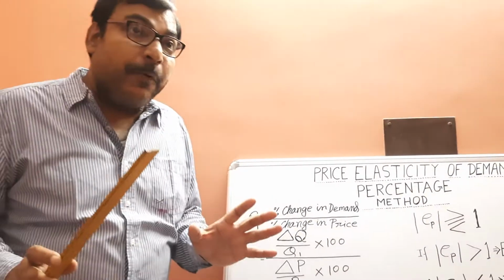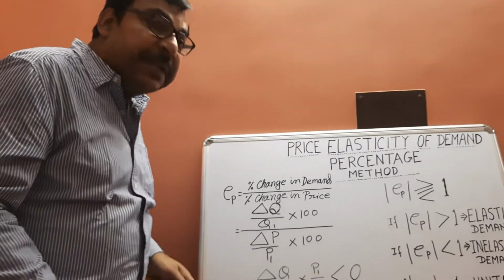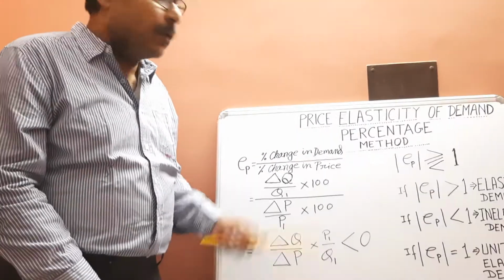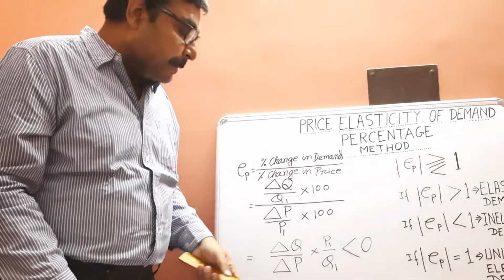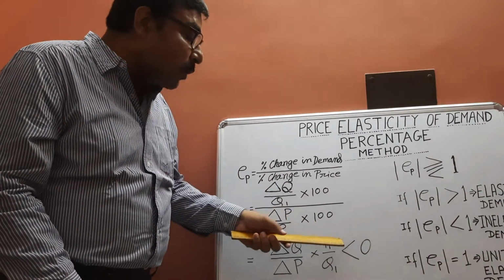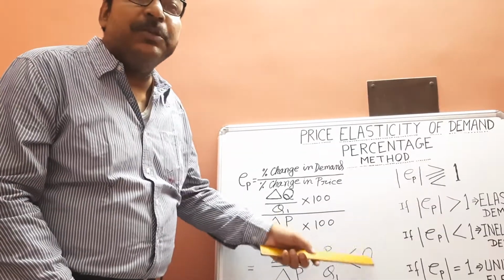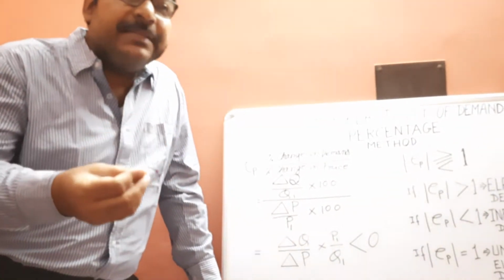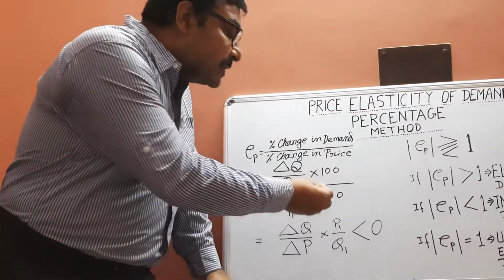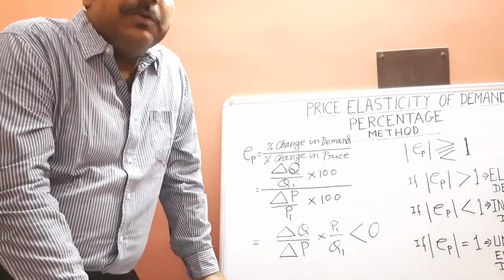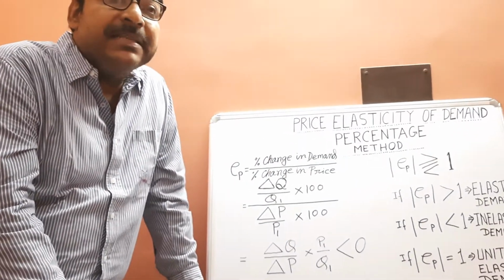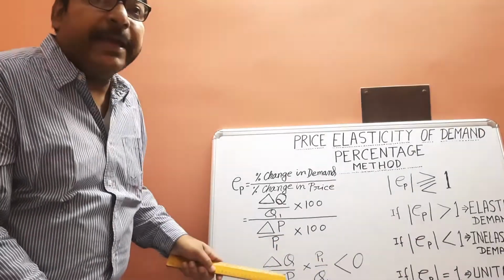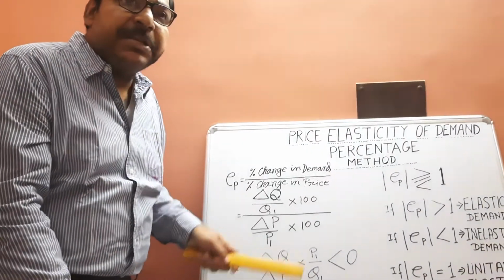Now the next thing, a very important thing to note here, is that this expression of price elasticity of demand, delta Q by delta P into P1 by Q1, or the original formula, whatever you say, this expression is always a negative expression, less than 0. The numerical value of the coefficient of price elasticity of demand will always be negative, less than 0. The question may be, why is price elasticity of demand negative? To answer, we have to look at the formula again. P1 is the initial price.